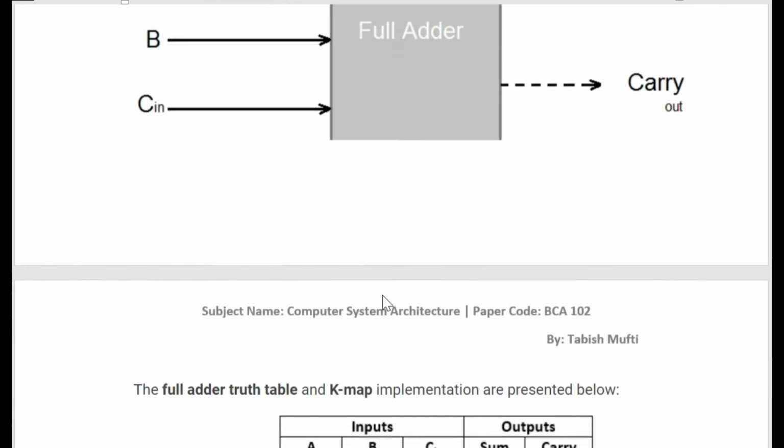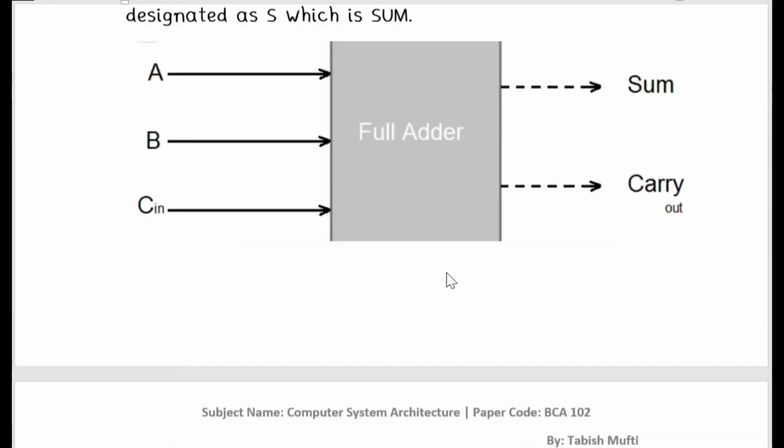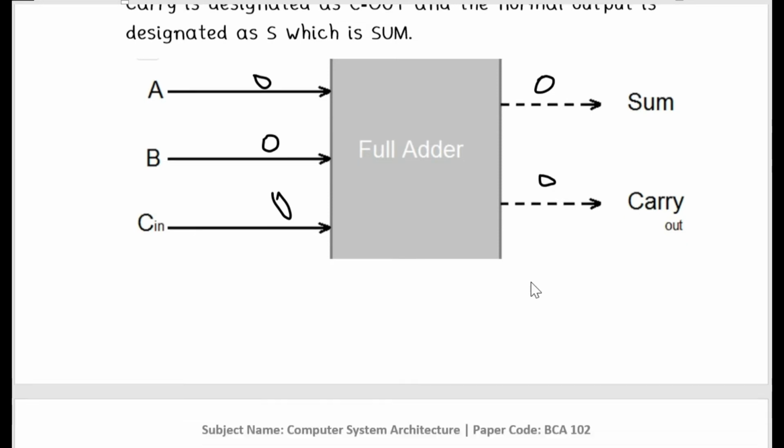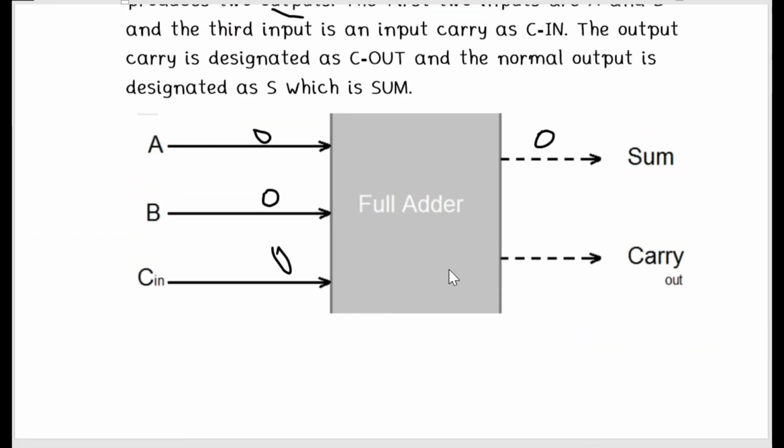So if I put the value of A, B and C as 0 0 0, then the sum will be 0 and carry will be 0. So it means to say that if I put the value of A as 0, B as 0 and C as 0, then the sum will be 0 and carry will be 0. The similar thing has been mentioned over here. And if I talk about the next value, 0 0 1, then the sum will be 1 and the carry will be 0.